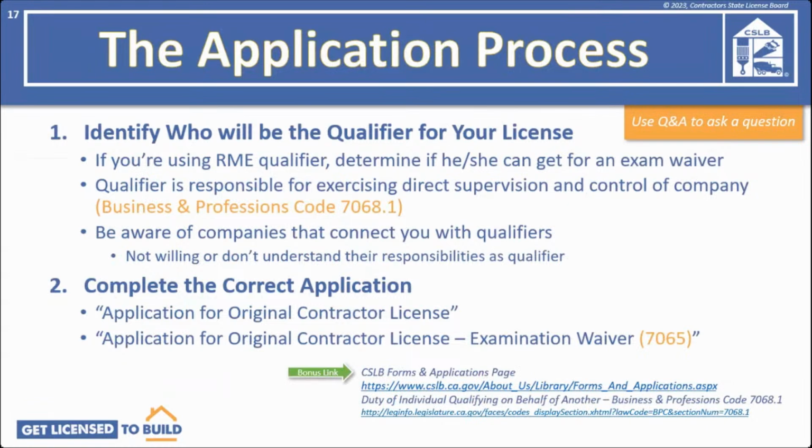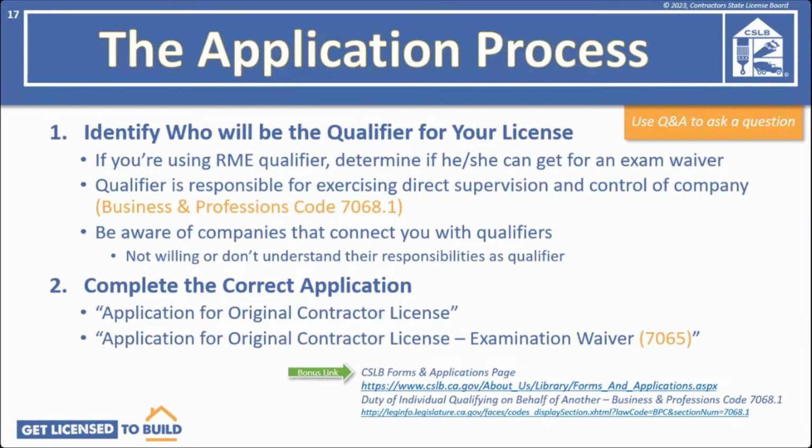Okay, now let's break down the steps of the application process. First, identify who will be the qualifier for your license. That person will be responsible for exercising direct supervision and control of the company. If you're using an RME or a responsible managing employee as your qualifier, determine if he or she can qualify for the exam waiver. Be aware of companies you pay to connect you with a licensed qualifier. In some cases, these qualifiers cannot exercise the direct supervision needed, or they aren't willing or don't understand their role as a qualifier.